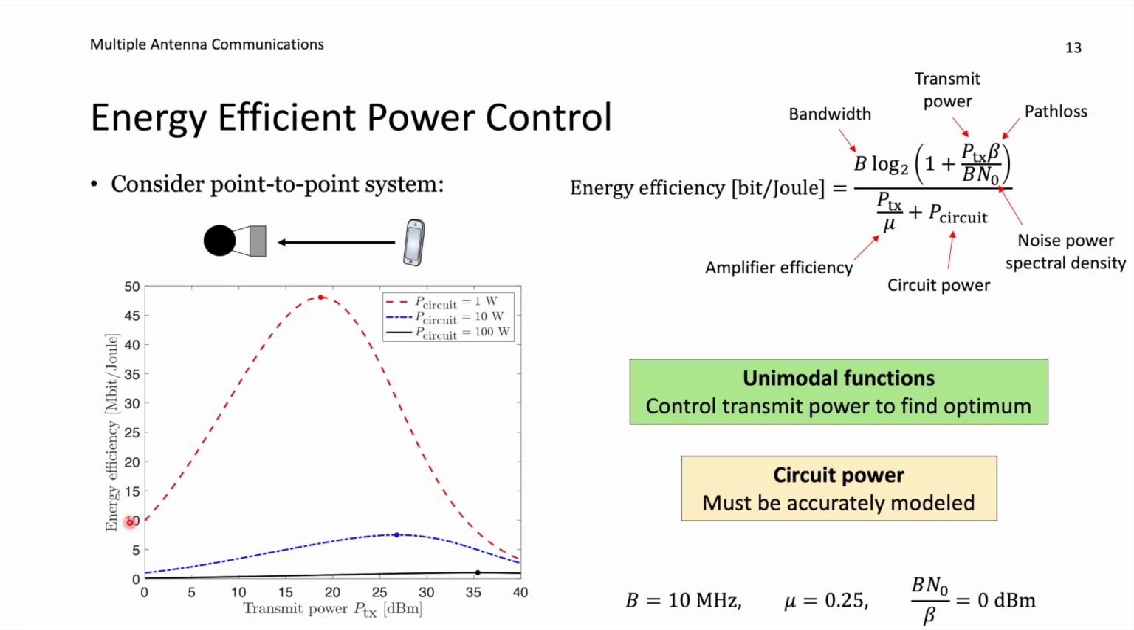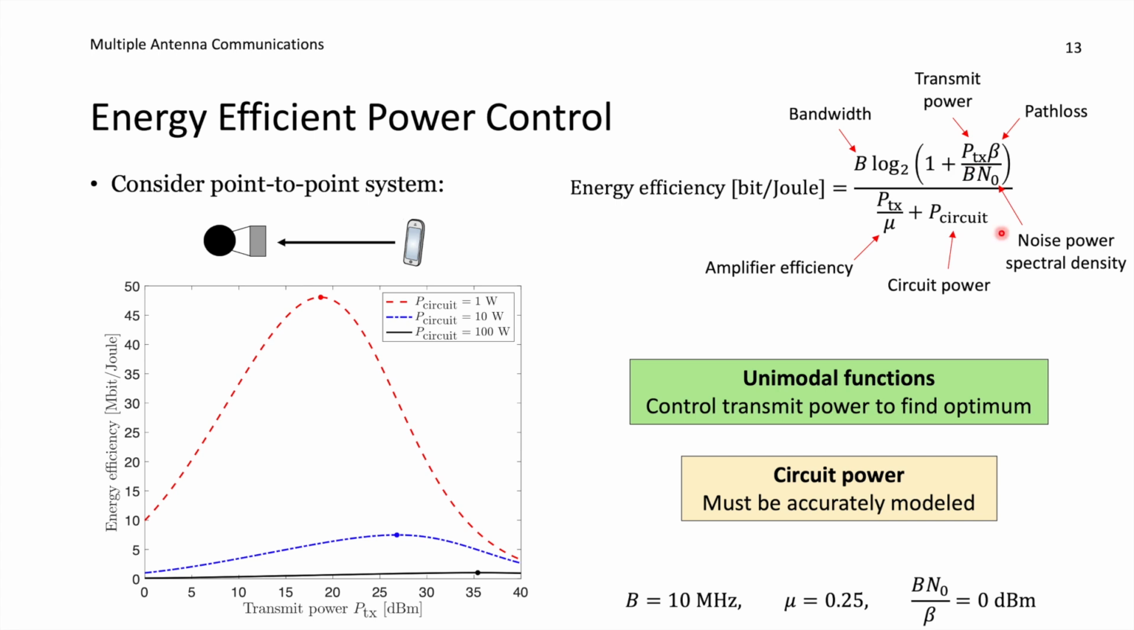But of course the energy efficiency is going down, because now we are consuming more energy in the analog and digital circuits and in our power amplifier. And if we increase the circuit power all the way up to 100 watt, well then we can also use even more transmit power. But after a while we will still enter the regime where adding more transmit power doesn't really help us very much, because the logarithm is a very slowly increasing function at high SNR.